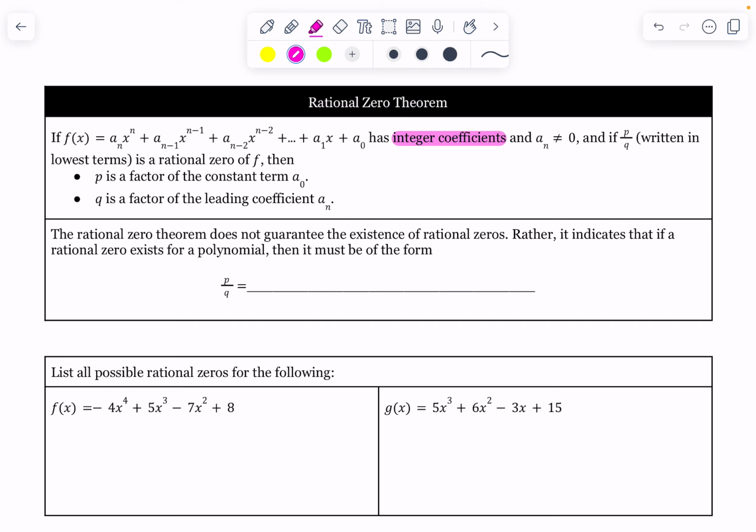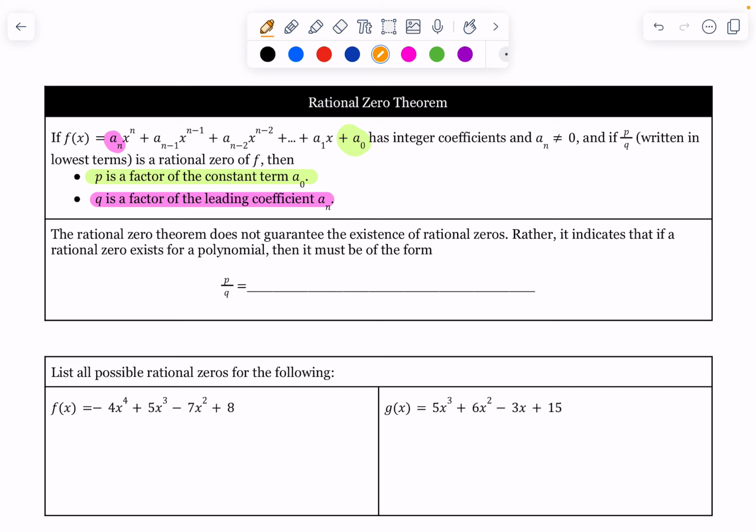First, let's unpack integer coefficients. What that means is every number in front of x is written as an integer, which just means positive or negative whole numbers. Okay, the next thing we need to unpack, p is a factor of the constant term a sub 0, which is the last term in a polynomial, and then q is a factor of the leading coefficient a sub n. So when written in order from highest to lowest degree, the leading coefficient is that integer in the very front.